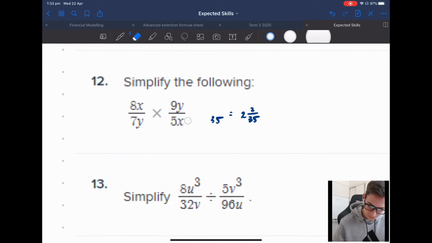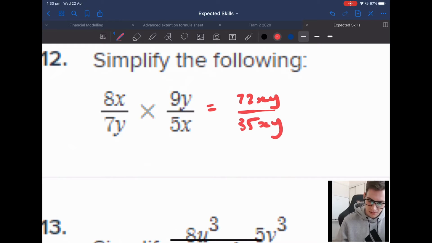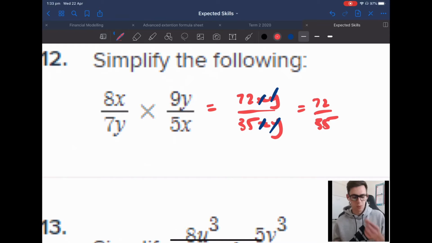So if you did it the other way, we'll do this in red now. If I just go across the top, across the bottom, cancel out the end, I'd get 72xy over 35xy. And then I just need to realize, oh, cancel, cancel, cancel, cancel. And I get the same answer. And you can do that fraction trick the same way.